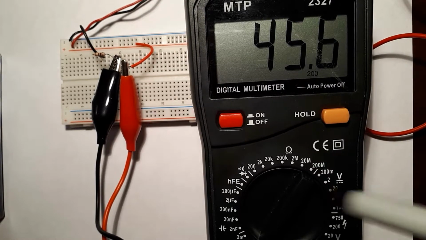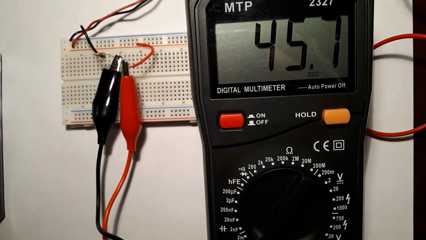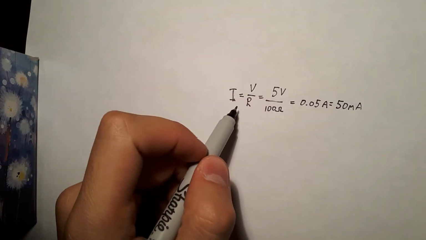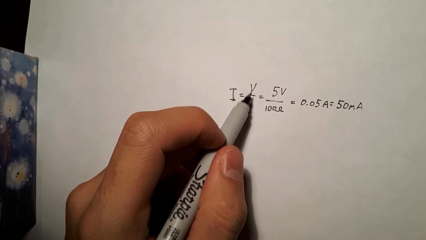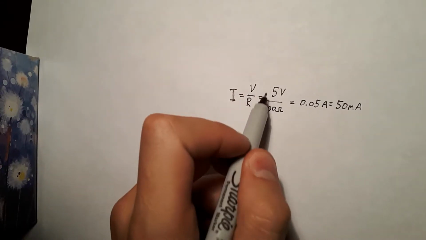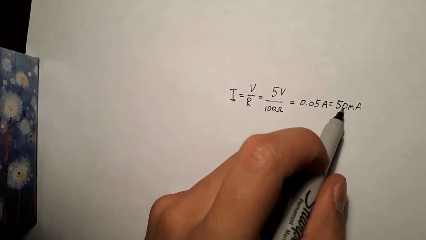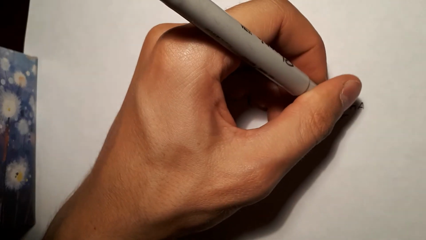You can see we have 45.6 milliamps here, which is just about exactly what we expect to see. Because we want the current, and we know the voltage is 5 volts, and the resistance is 100 ohms, we can see that those two numbers divided will give us 0.05 amps, which is actually 50 milliamps. Very close to the 45.6 that we got.